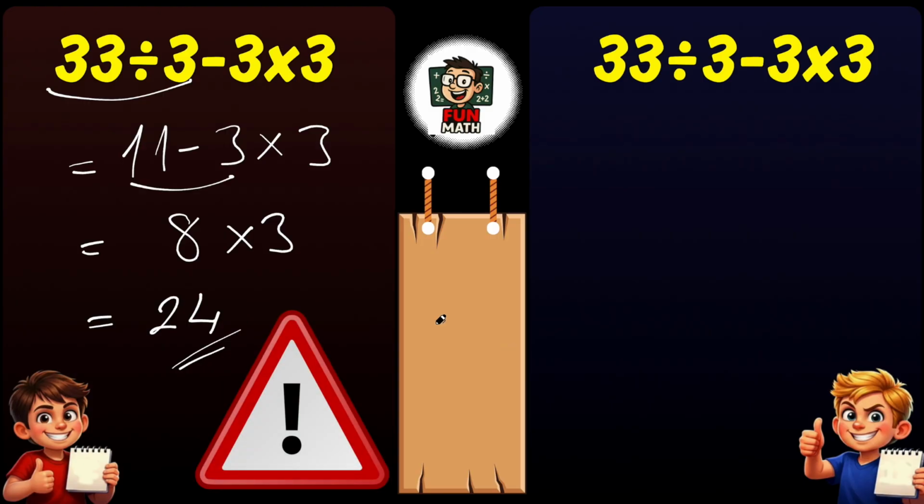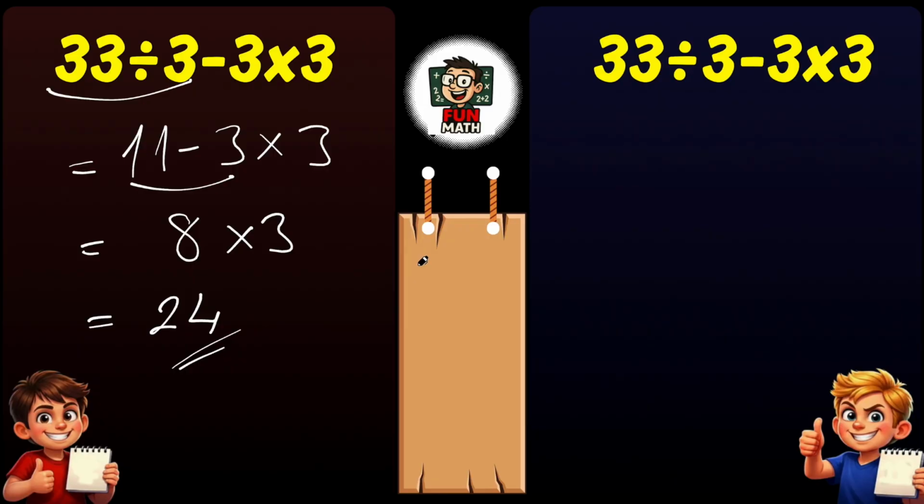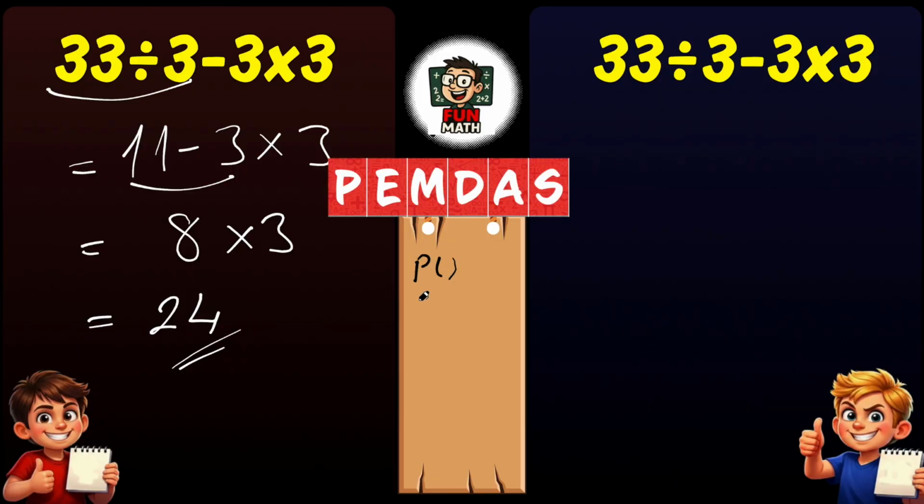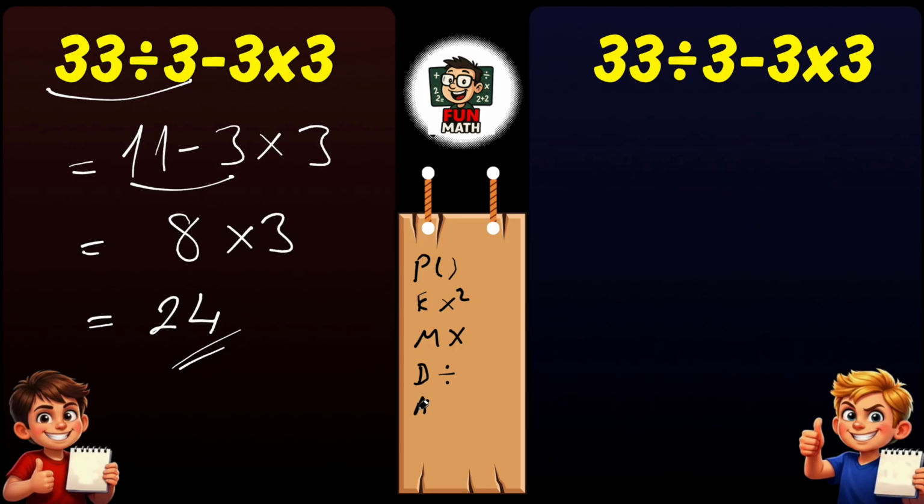Because we didn't pay attention to the order of operations. We code the order of operations as PEMDAS. P stands for parentheses. E stands for exponents. M stands for multiplication. D stands for division. A stands for addition. S stands for subtraction.